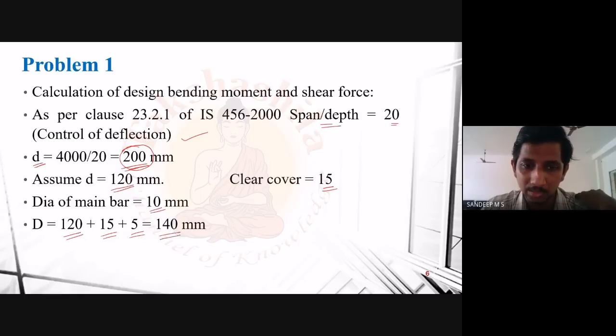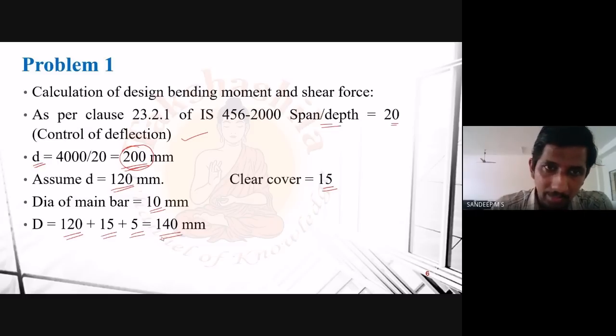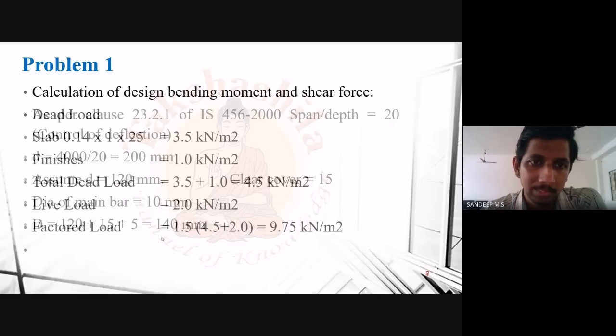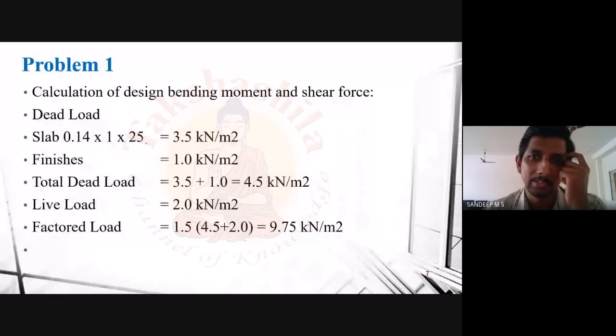That constitutes, or comes around, 140 millimeters. Now let's see what they have done. They are now just calculating the load that will be acting on this structure. So, calculation of design bending moments and shear force.